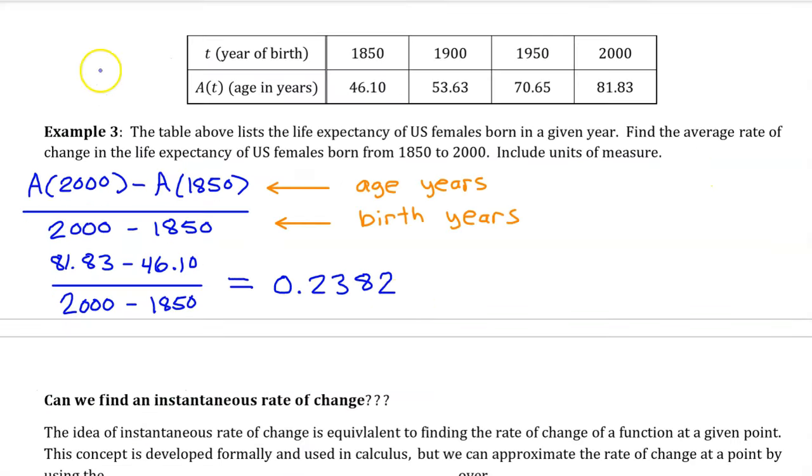0.2382. Let's add units. In the numerator, we were subtracting age years. In the denominator, we were subtracting birth years. Let's just say the average rate of change of the life expectancy is 0.2382 age years per year.